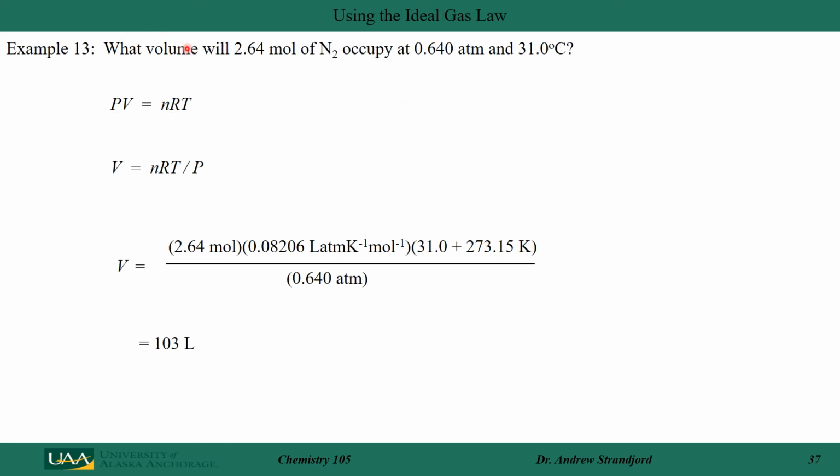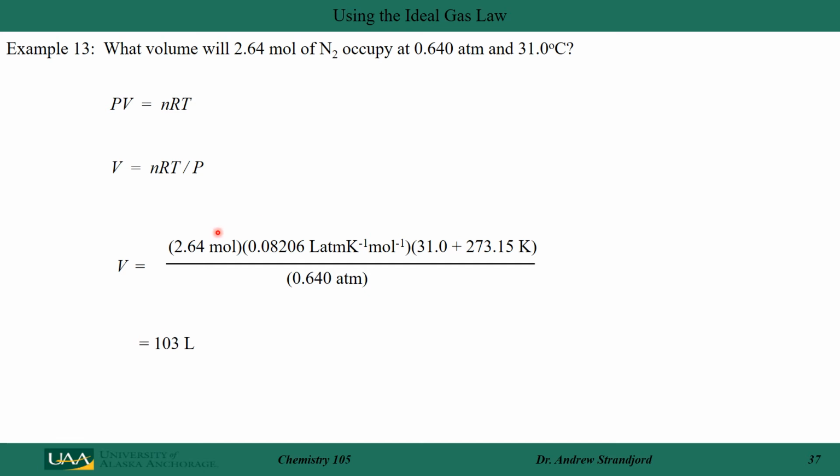Example 13. What volume will 2.6 moles of nitrogen occupy at 0.640 atmospheres and 31 degrees? Now, I'm not changing anything. I just want to solve the ideal gas law in this question. So I can set that up, PV equals nRT. I want to solve for volume, so I rearrange it so volume equals nRT divided by pressure, and then I literally just need to plug in the values.